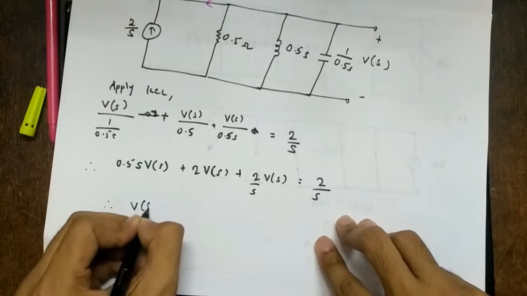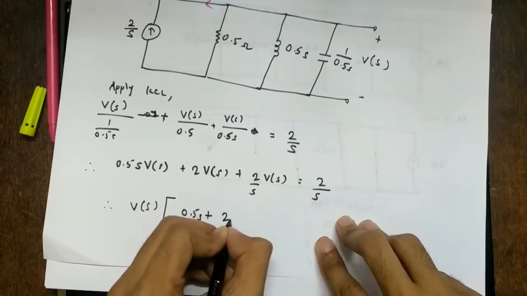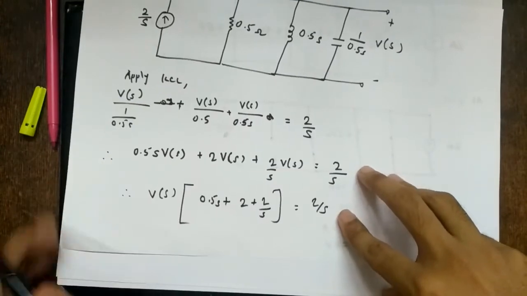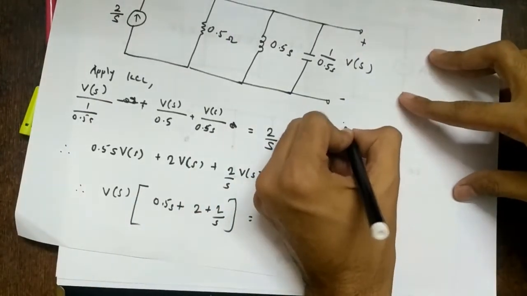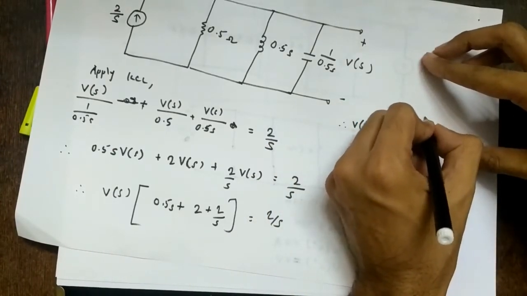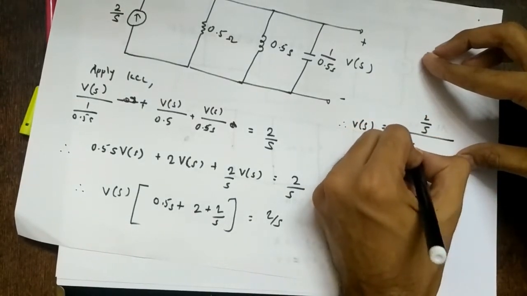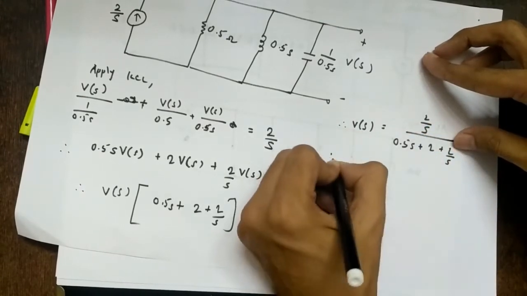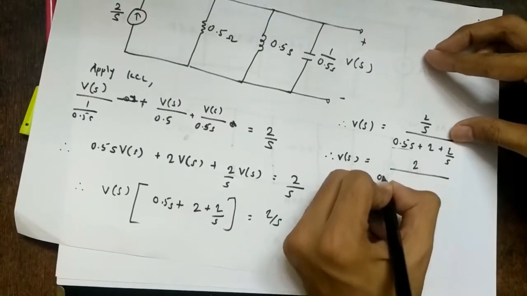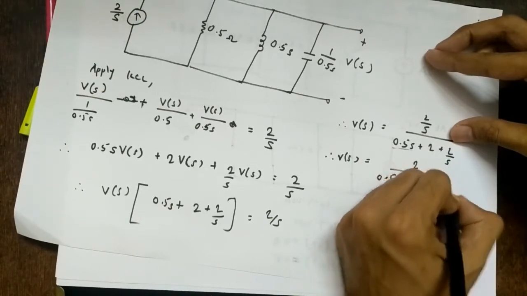So what will be V of s then? It will be 0.5 s plus 2 plus 2 by s, times V of s, equal to 2 by s, right? So I'll write here. Therefore, what will be V of s? It will be 2 upon s upon 0.5 s plus 2 plus 2 by s. So this s will get multiplied here: 2 upon 0.5 s square plus 2s plus 2, right?